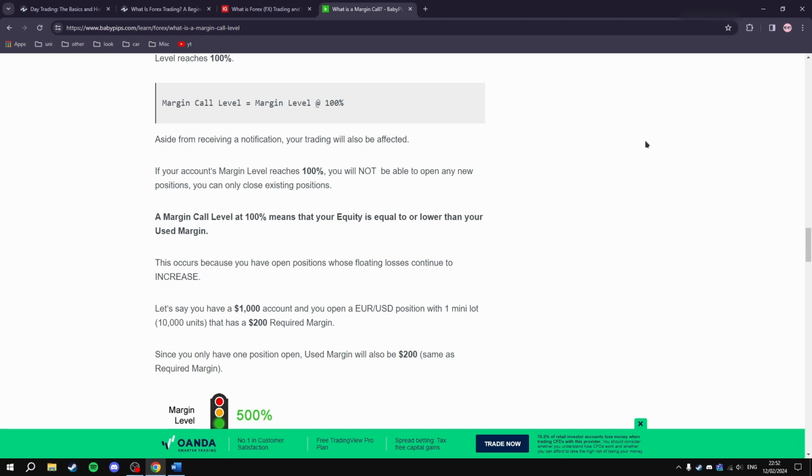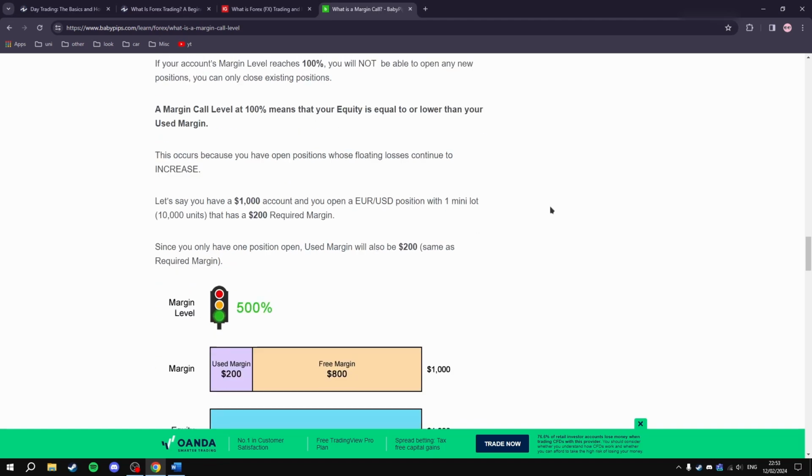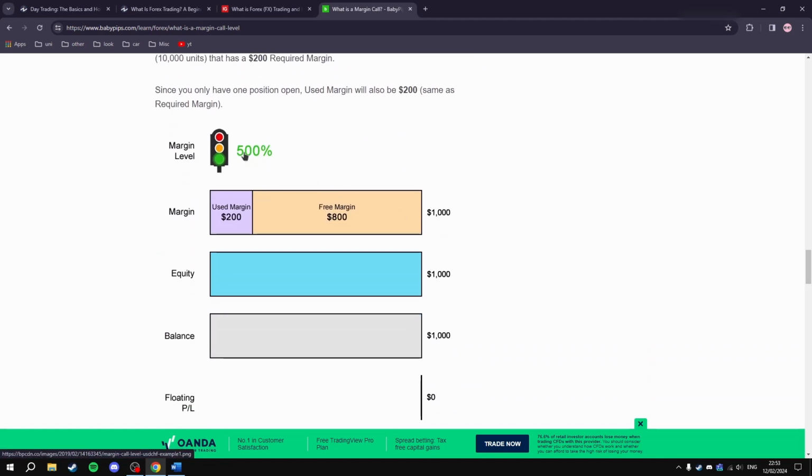Let's say you have a $1,000 account and you open a EURUSD position with one mini lot, 10,000 units. That is a $200 required margin. Since you only have one position open, used margin will also be $200, same as the required margin. So you're currently at 500% margin level.